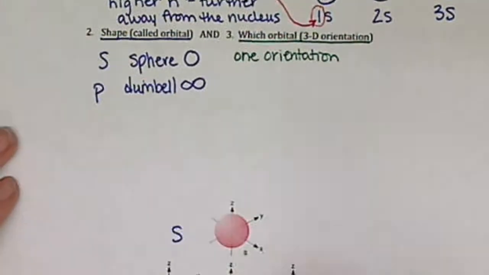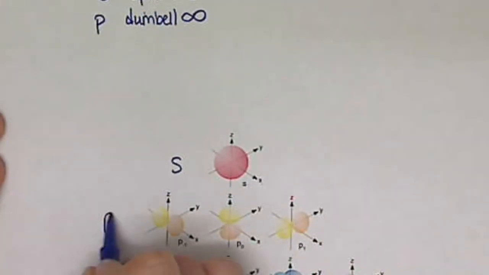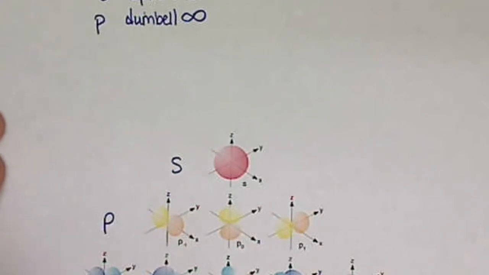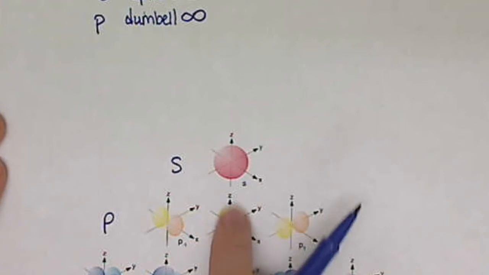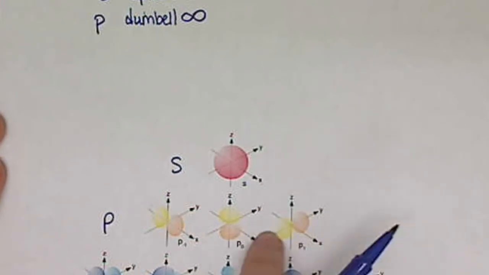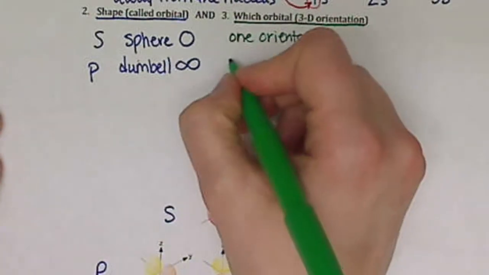For our dumbbell shape, our p orbitals, and these are p orbitals. There's little subscript numbers next to this P. Don't worry about those. Those are well beyond the scope of this class, so you can just ignore them. But you'll notice we have 3 of these shapes. One's along the x-axis, one's along the z-axis, and one's along the y. So we have 3 different orientations of the p orbital.